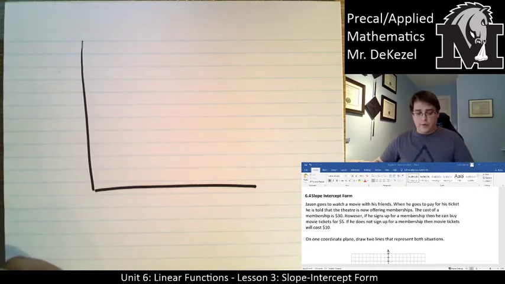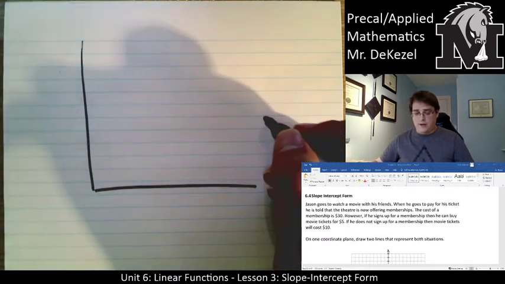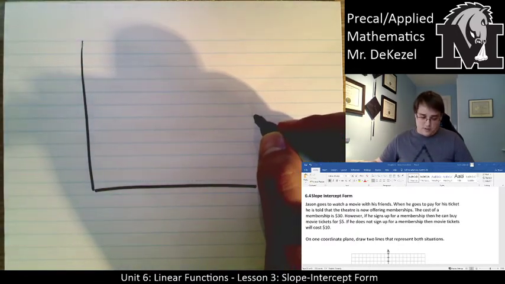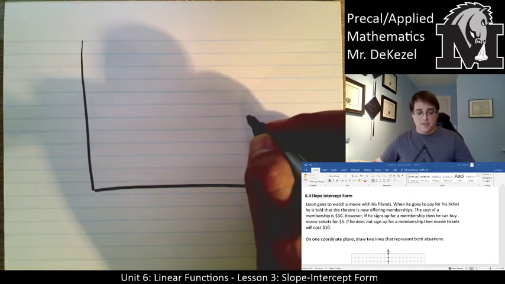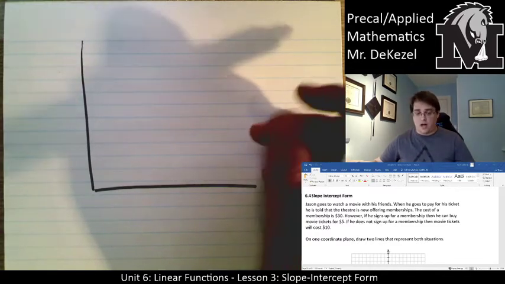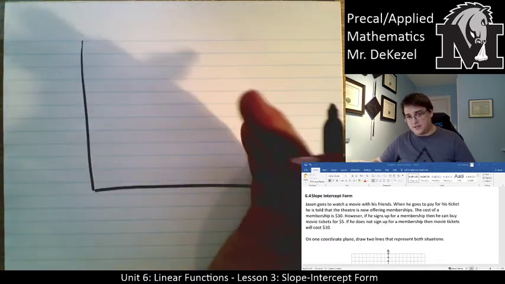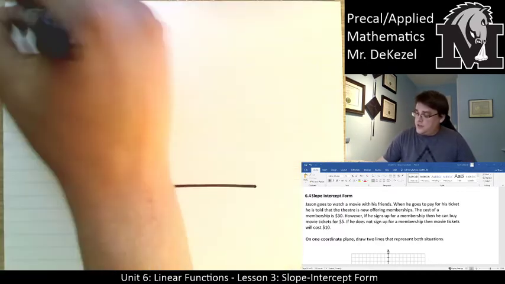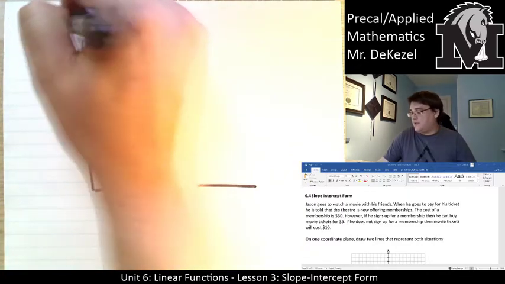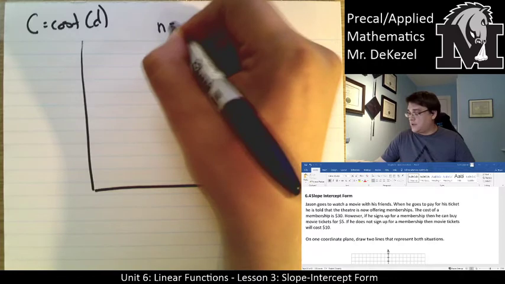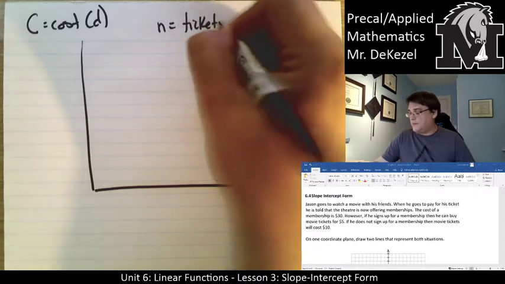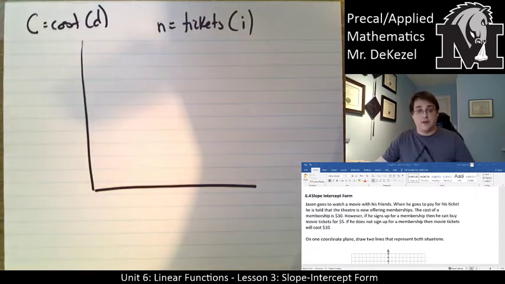And what we have for the dependent variable, which always goes on the y-axis, is the cost. The cost depends on the number of tickets that are bought. So C is equal to cost, and that is the dependent variable. And N is going to be the tickets, and that is the independent variable. So I can only buy increments of one ticket, right? I can't buy half a ticket.